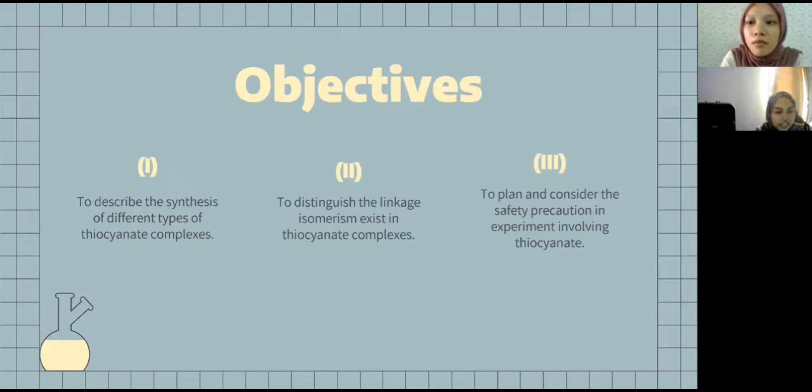All right, the objective of the experiment is to describe the synthesis of different types of thiocyanate complexes. The second one is to distinguish the linkage isomerism that exists in thiocyanate complexes. And the last one is to plan and consider the safety precautions in experiments involving thiocyanate.